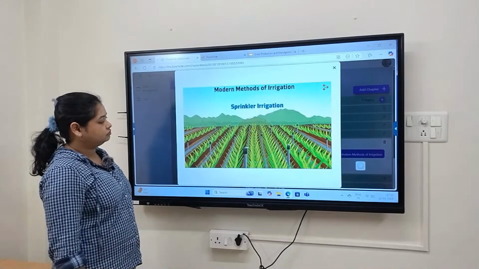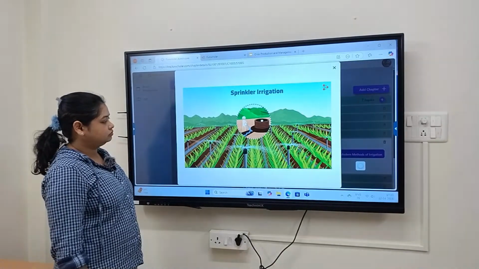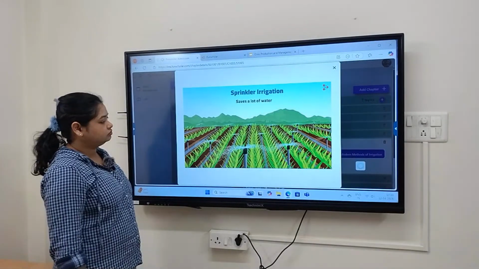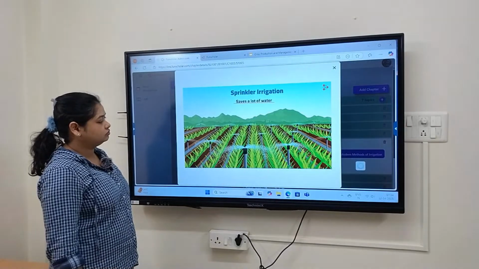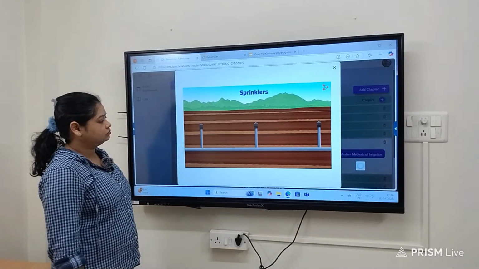In this method, water is sprinkled onto the crops. As opposed to pouring buckets of water, sprinklers save a lot of water. This is the first reason why modern methods are more efficient than the traditional ones. Let us now see how sprinklers work.